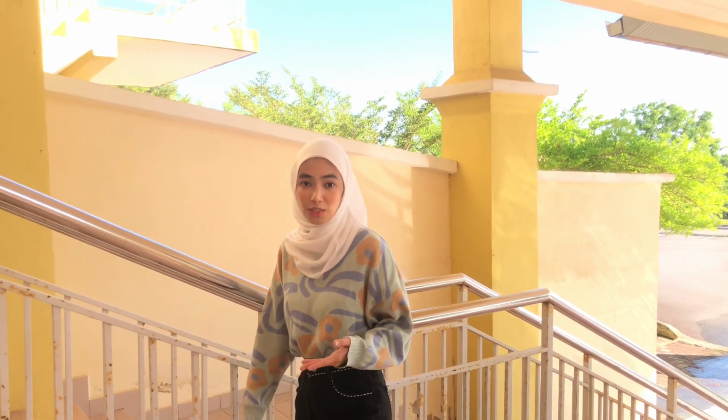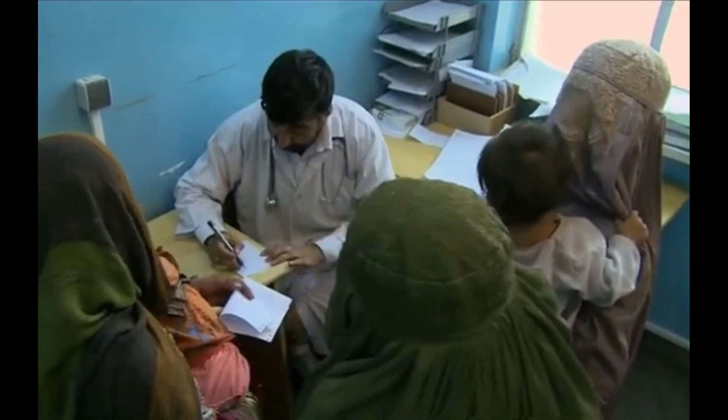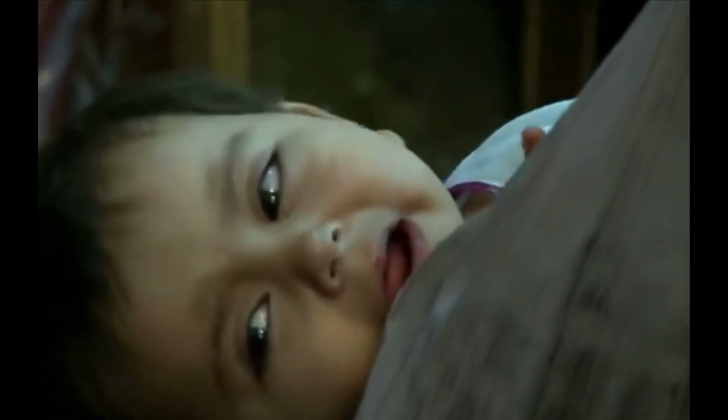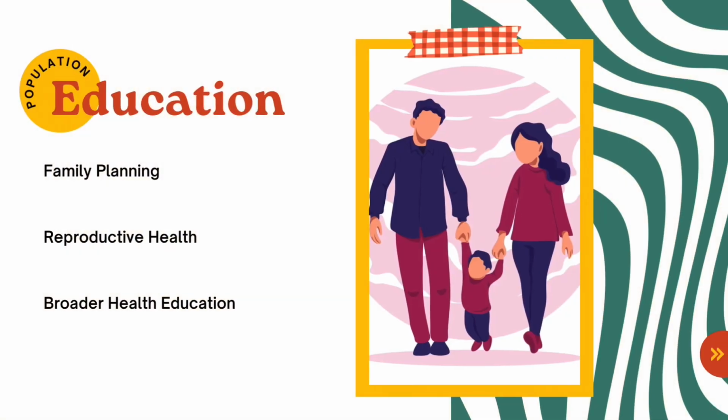Is it possible to reduce child mortality? How? Let me show you 2 methods to lowering child mortality. One of them is population education, which has a small but considerable impact on child mortality. Population education can help reduce child mortality rates by educating individuals with information and awareness of population-related topics such as family planning, reproductive health, and broader health education.